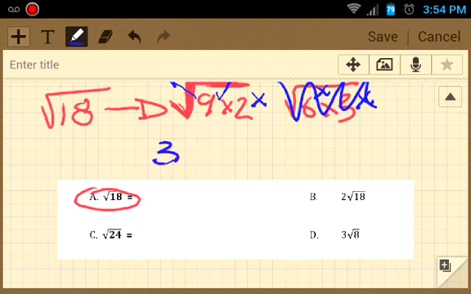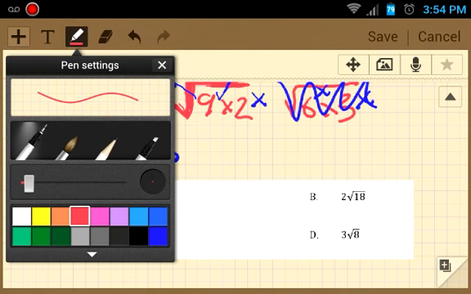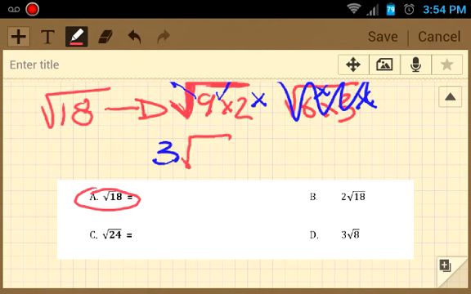Okay, then you draw your jail. So I'll go back to my jail. I draw the jail. The one that couldn't leave was the 2. The 2 stuck in jail. So my answer is 3 root 2. And the reason why you still have to write the root is because there's still a 2 stuck in jail. So that's your answer. It's just 3 root 2.